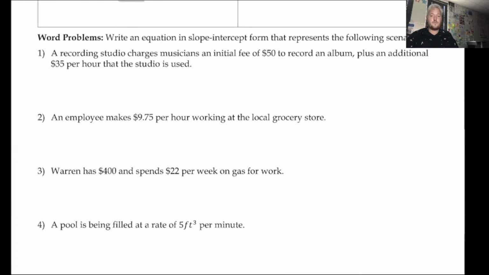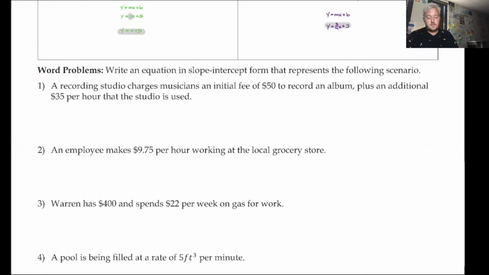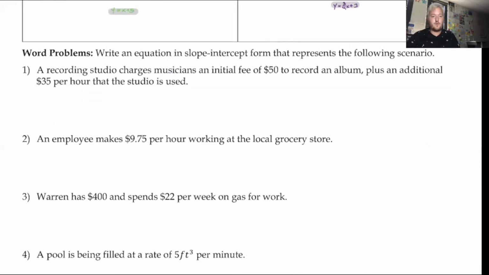Okay, so for word problems, this is just to get some practice writing equations out. So we're not actually solving these, we're just writing equations. A recording studio charges musicians an initial fee of $50 to record an album plus an additional $35 per hour that the studio is used.